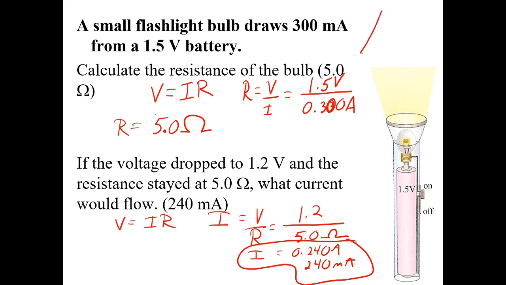And of course, V equals IR. If you really want to, you could make that triangle. And then you cover up the variable that you're interested in, the one that you're trying to solve for.